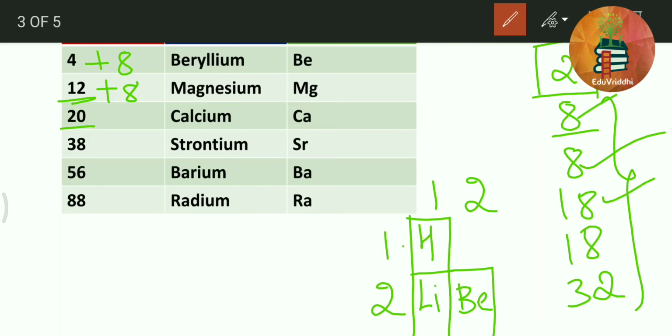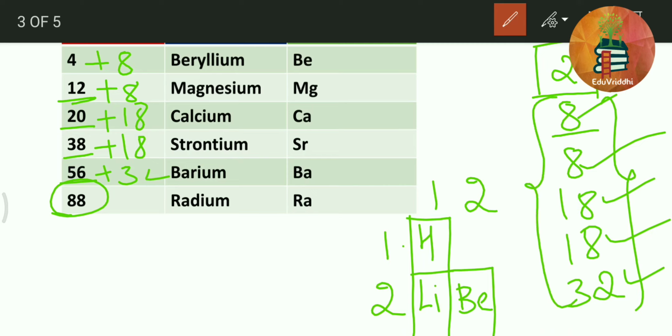Then add 18. 20 plus 18 will be equal to 38. Then add 18. 38 plus 18 will be equal to 56. Finally 56 plus 32 will be equal to 88. This is how we can find the atomic number of second group elements by using the magic numbers. So remember, here we are using only 8, 8, 18, 18 and 32.